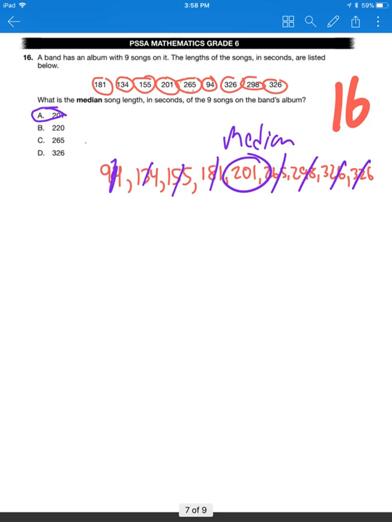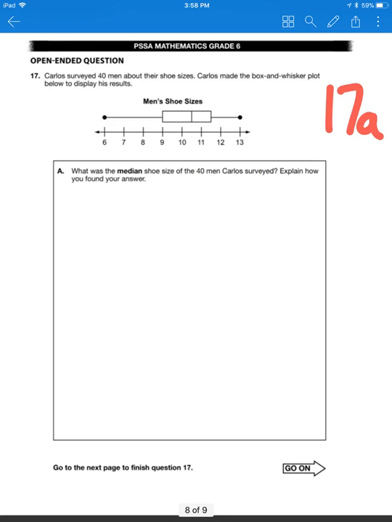All right, now we're on to the open-ended question. So remember, your answer doesn't have to be exactly the same as mine, so I'm just going to solve this in a way that would give a high-scoring answer. So question 17 says, Carlos surveyed 40 men about their shoe sizes. I have a feeling that 40 men might be important. Carlos made the box and whisker plot below to display his results. And question A says, what was the median shoe size for the 40 men Carlos surveyed? Explain how you found your answer.